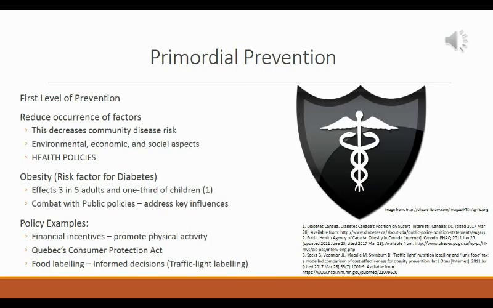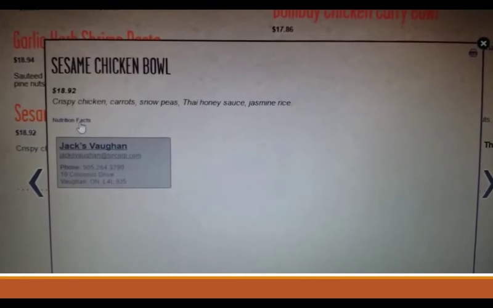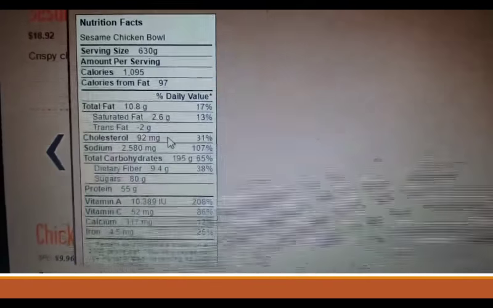Traffic light labeling uses a traffic light signal approach to indicate the amount of ingredient in the product. According to Sachs et al., this intervention helps in weight reduction and is cost effective. This is an example of primordial prevention in everyday life.